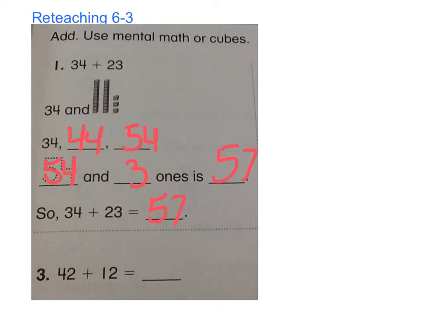For problem number 3, drawing the model for the second addend will help you solve the problem. The first addend is 42, and that will be our starting point. The second addend is 12, so let's draw that model. 12 is drawn as 1 ten and 2 ones. Now we are ready to add. Start with 42 and then add 1 ten to make 52, and then add your ones: 53, 54. 42 plus 12 equals 54.